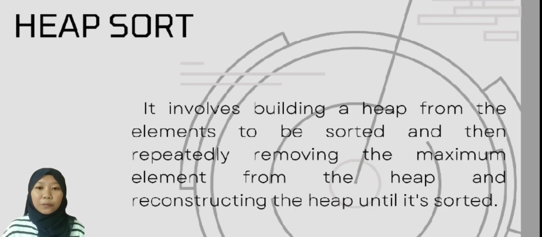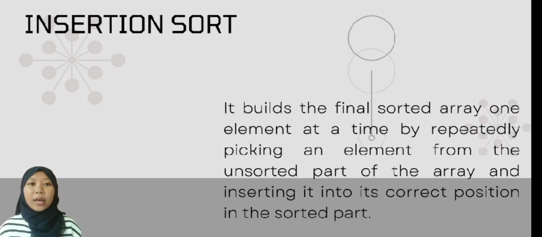Heap sort involves building a heap from the elements to be sorted and then repeatedly removing the maximum elements from the heap and reconstructing the heap until it's sorted. Insertion sort builds the final sorted array one element at a time by repeatedly picking an element from the unsorted part of the array and inserting it into its correct position in the sorted part.